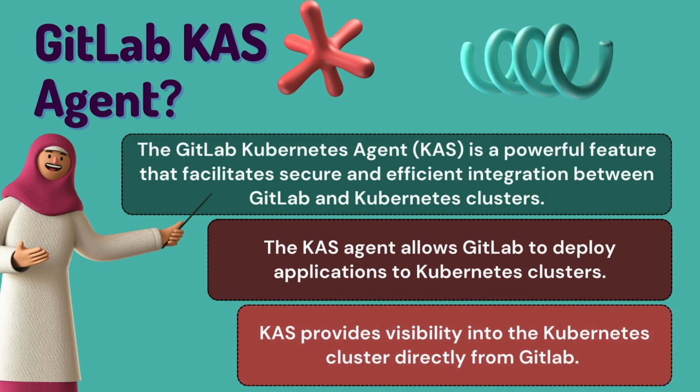The GitLab Kubernetes Agent or KAS is a powerful feature that enables secure and efficient integration between GitLab and Kubernetes clusters. With the KAS agent, GitLab can directly deploy applications to your Kubernetes clusters, streamlining the deployment process. Additionally, the KAS agent provides enhanced visibility into the Kubernetes cluster right from GitLab. Now let's configure the KAS agent.